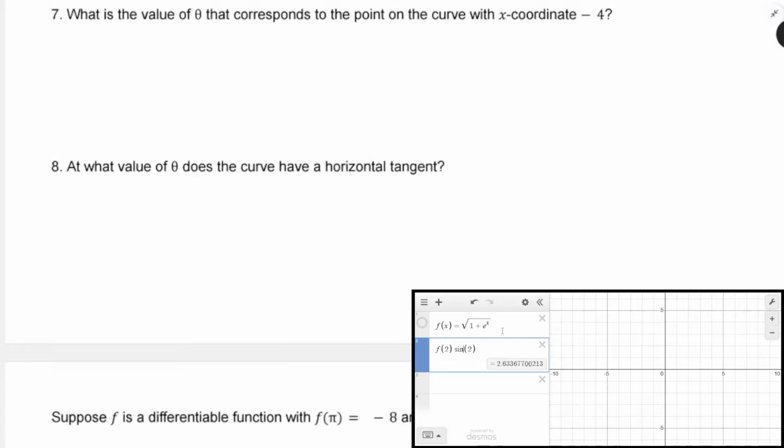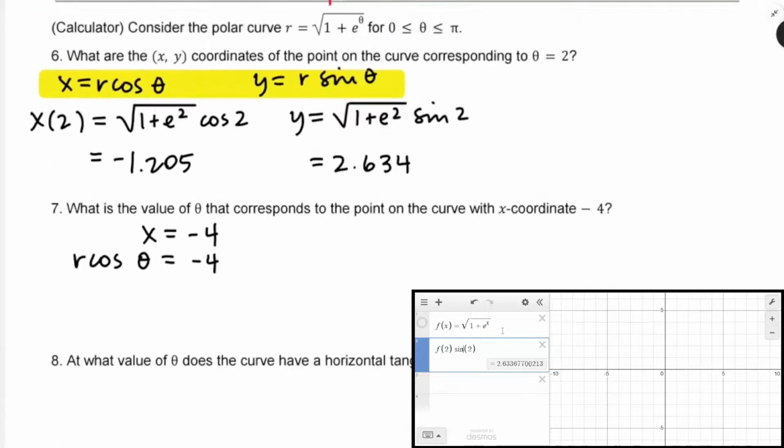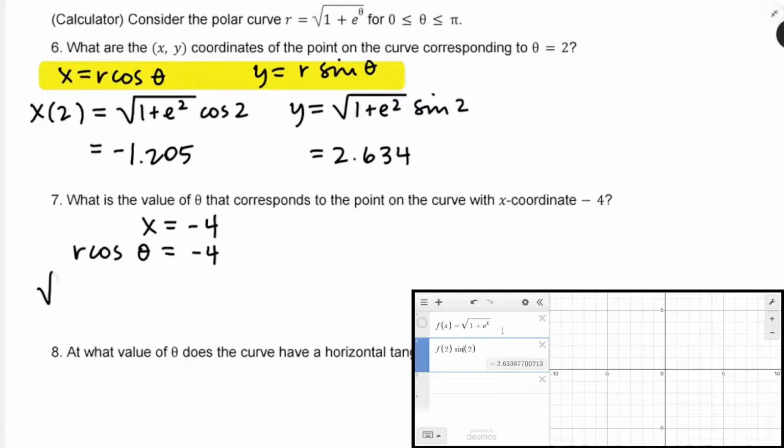All right. So what is the value of theta that corresponds to the point on the curve with x coordinate -4? So x equals -4. That means r cosine theta equals -4. And this is the type of problem that I wonder is this still a Cal BC question, or is this AP Pre-Cal now? Because this is definitely the type of problem that they could solve in the AP Pre-Cal class. r equals the square root of 1 plus e to the theta. Pretty sure we've already got r defined, so I don't think this third line is totally necessary as justification for my equation solving here.